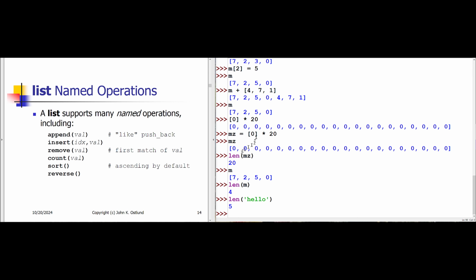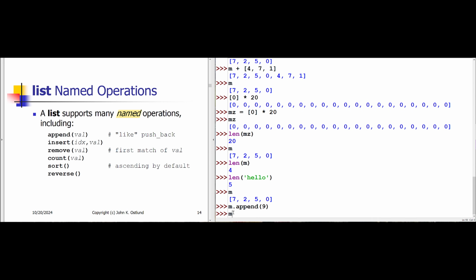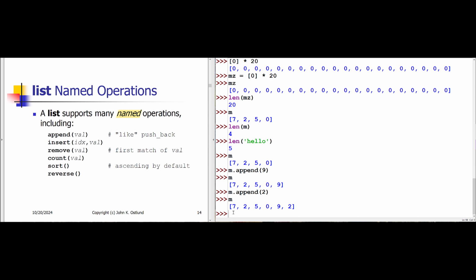In addition to these two symbolic operations, plus for concatenation, times for repetition, the list data type also supports a variety of named operations. And let me just hastily show you some examples of these. I'll start with m, and we will modify m. So I can say m.append and give a value, and that puts that value at the end. I can, let's say, append a 2 as well. All right, so now I've appended a 9 followed by appending a 2.